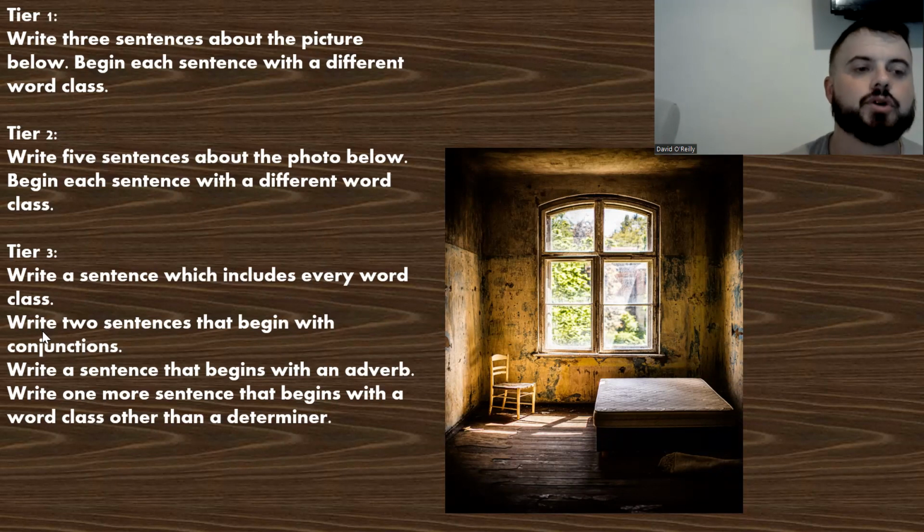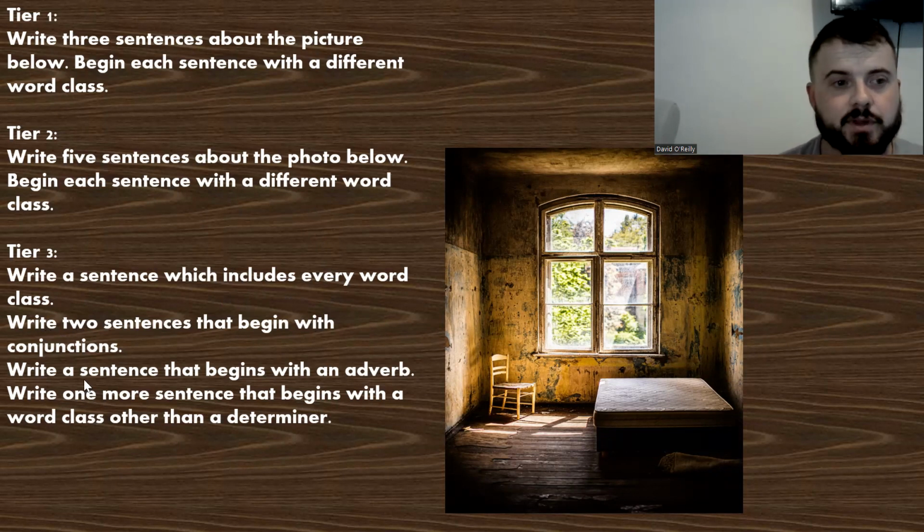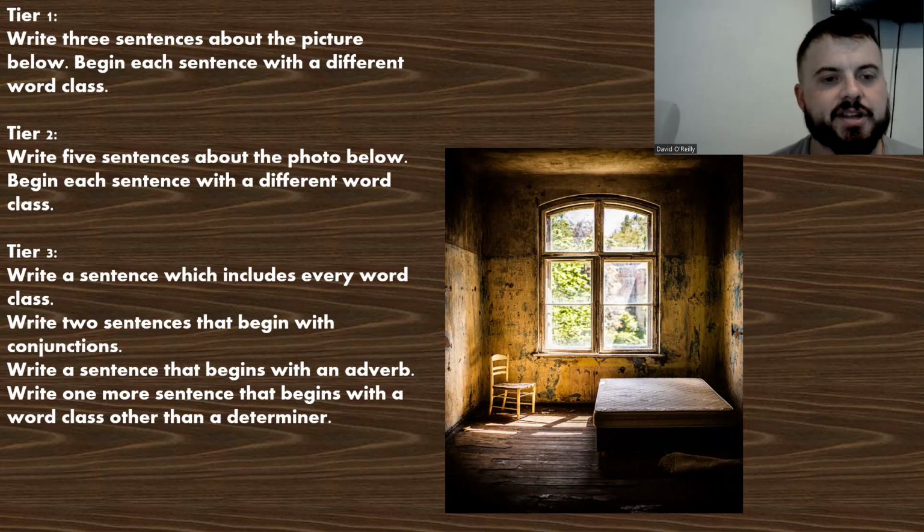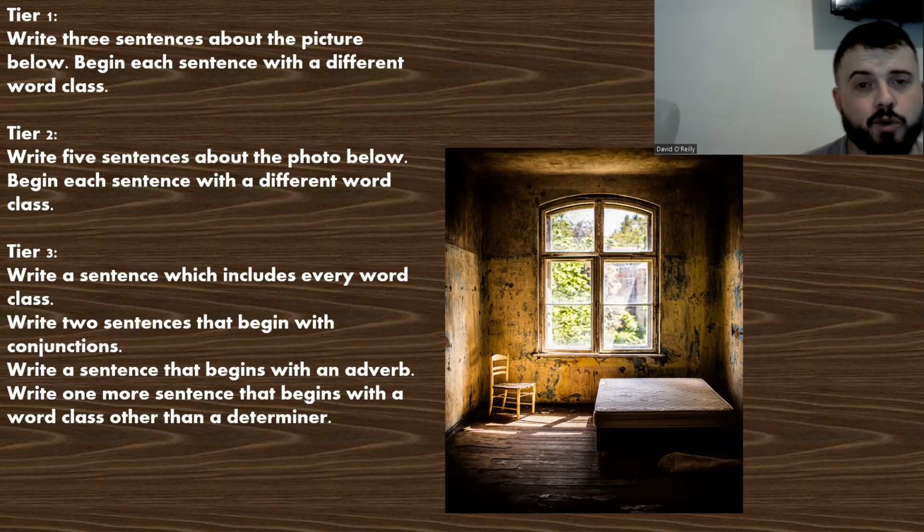Tier 3. Question 2. Write 2 sentences that begin with conjunctions. Question 3. Write a sentence that begins with an adverb. And question 4. Write 1 more sentence that begins with a word class other than a determiner. So tier 3, you've got 4 questions to answer there, and they're quite tricky.